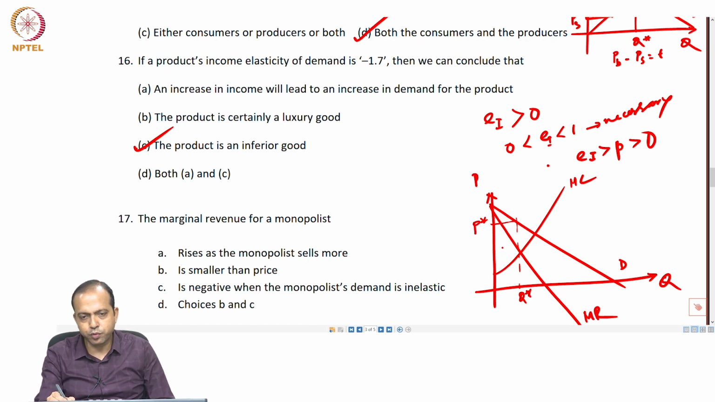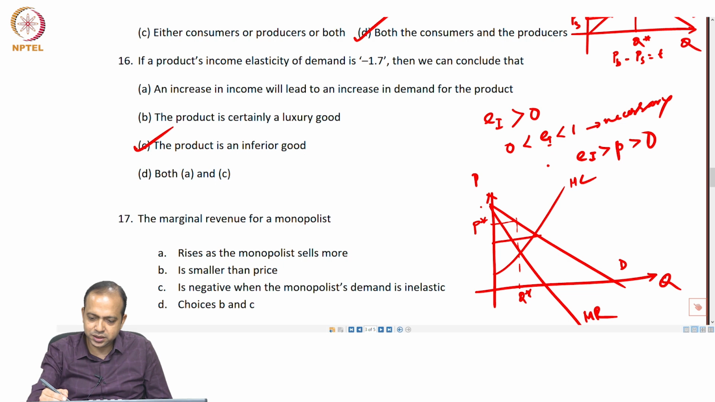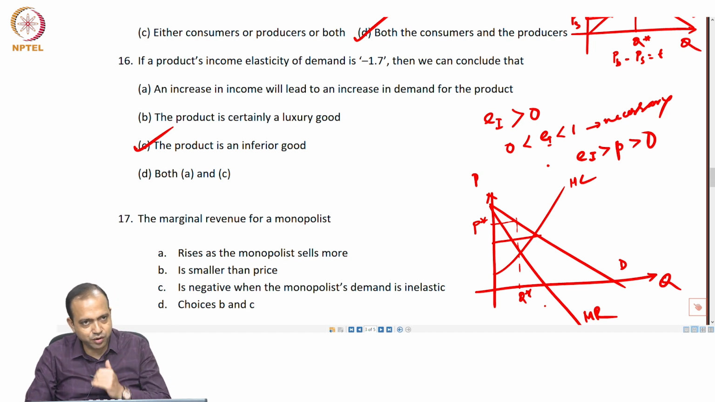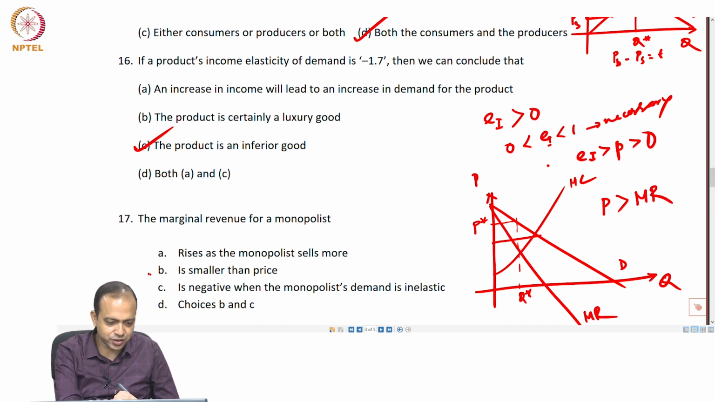So, if you want to sell more, what we have to do is lower the price. Monopolists must lower the price, and if you lower the price, since this is downward sloping, marginal revenue cannot increase actually. Okay, marginal revenue cannot increase. Is smaller than the price, MR less than P, is that also not true? Since the MR is downward sloping, P is always greater than MR. So, is smaller than the price, yes, that is true.